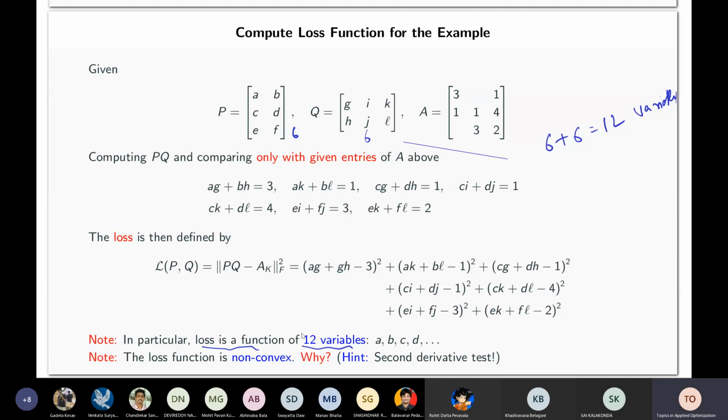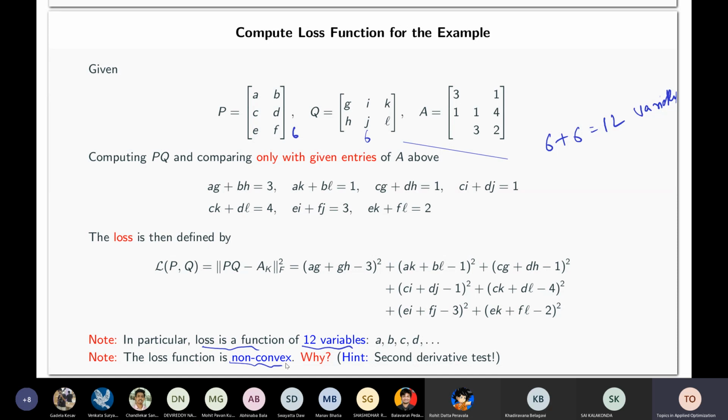The loss is non-convex. For this, we need to take a second derivative test, right? Because this is just a polynomial in A, B, C, D, and so on. Polynomials are differentiable, so we can apply the second derivative test and check whether the Hessian is positive definite or not. That can be left as an exercise.